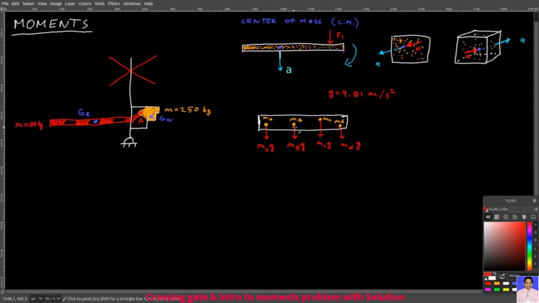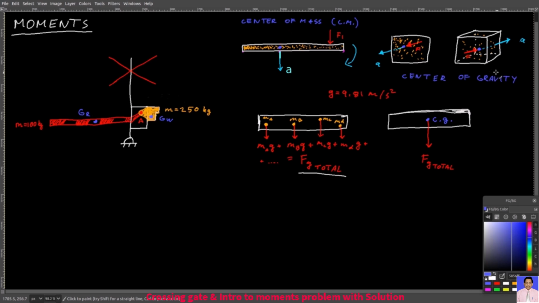And of course, all these molecules have different locations in the rod. And if you add up all the forces of gravity of all the molecules in the rod, you will get the total force of gravity of the rod. But in order to make our analysis simpler, we can simply take our total force of gravity and apply it like this to a special point called CG, which stands for center of gravity.